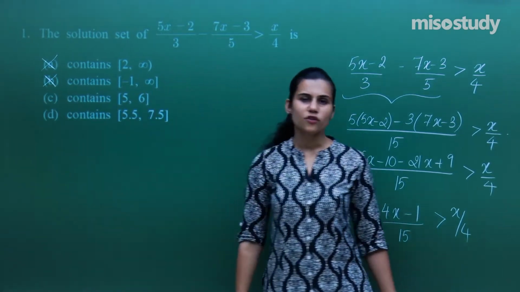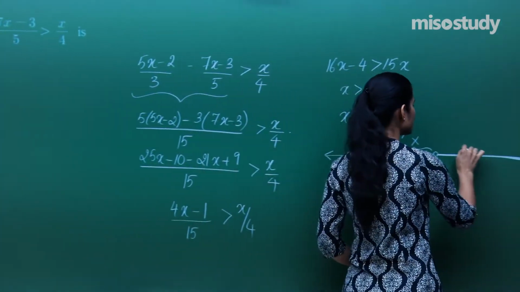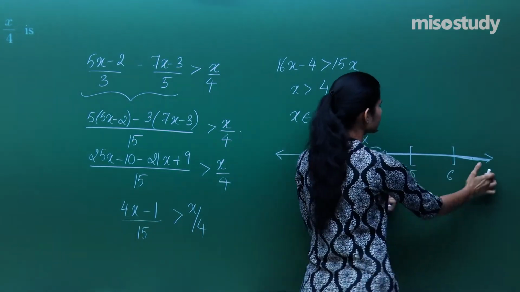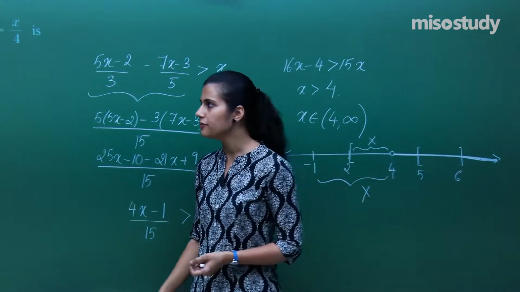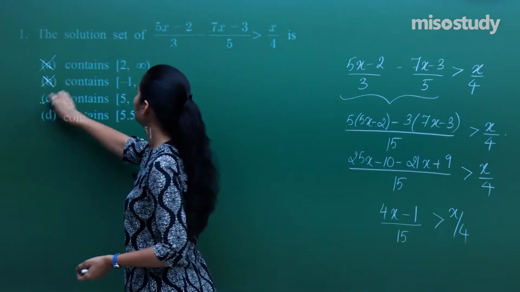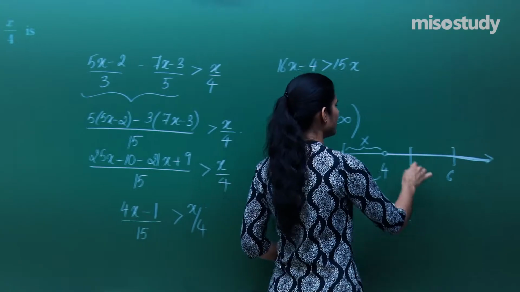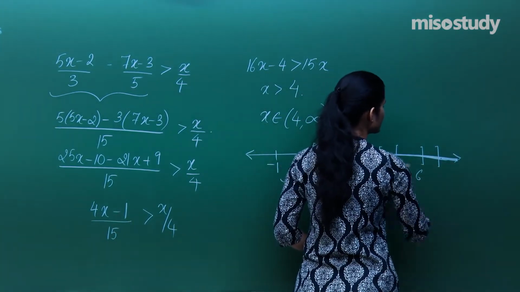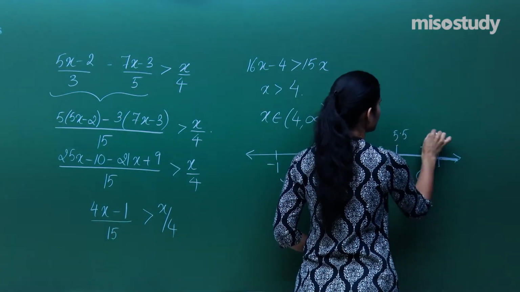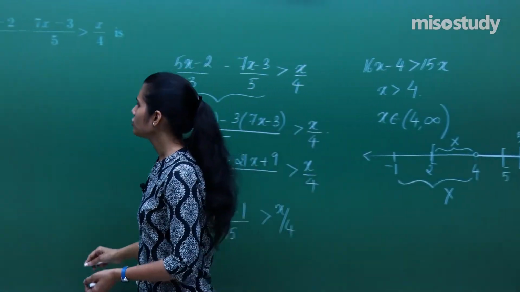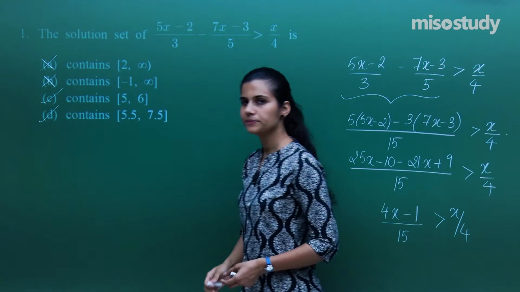It contains the closed interval [5, 6]. 5 comma 6 would be somewhere here. This is 5, this is 6. Yes, this portion is completely lying in (4, infinity). So yes, and contains (5.5, 7.5). It would be somewhere here, 5.5 to 7.5 suppose. Again, it is completely lying in the solution set, so D is also true.